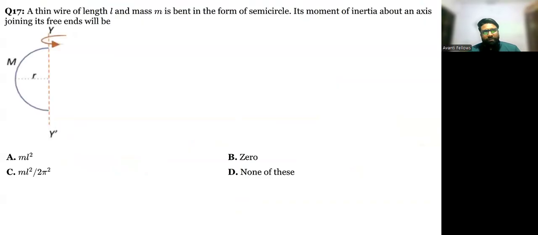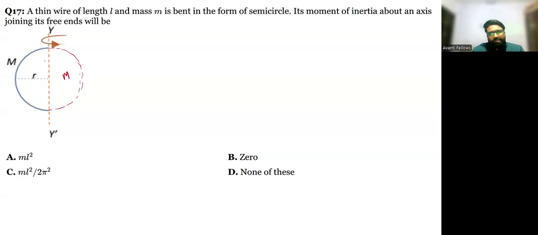Now this one. A thin wire of length L and mass m is bent into the form of a semicircle. Its moment of inertia about an axis joining its free ends. Joining its free ends means this axis is nothing but the diametral axis. This is the diameter of this semicircular ring. So to solve this kind of question, we will assume a part of this ring of mass m.